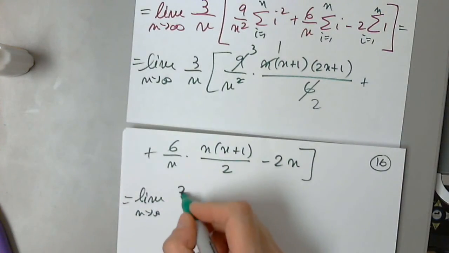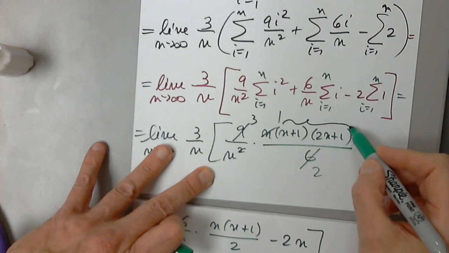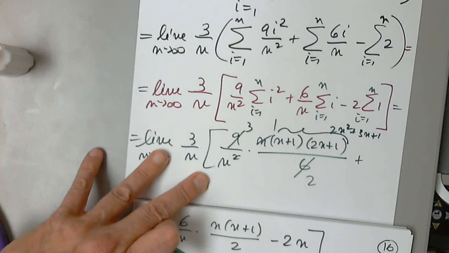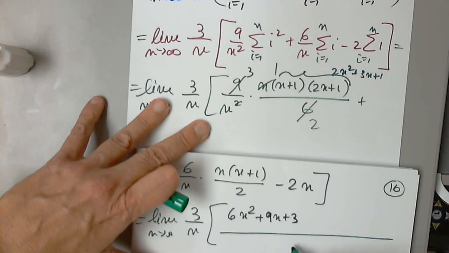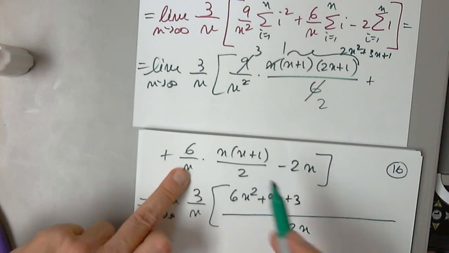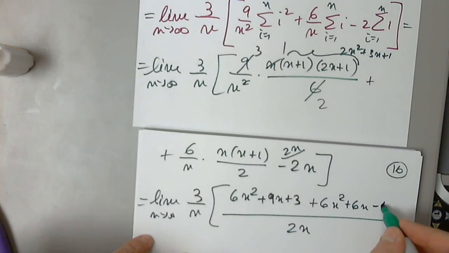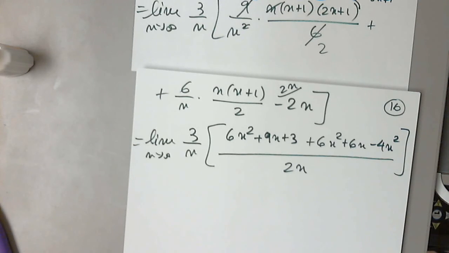So I have 3 over n, and then I'll multiply these two, and I get 2n squared plus 3n plus 1, but I multiply by 3. So 6n squared plus 9n plus 3. Everything is over 2n. And here, plus 6n squared plus 6n. And this one gets a 2n, minus 4n squared. And if I don't get 12, it's your fault. I'm kidding. I'm hoping to get 12. I don't know. We'll see.